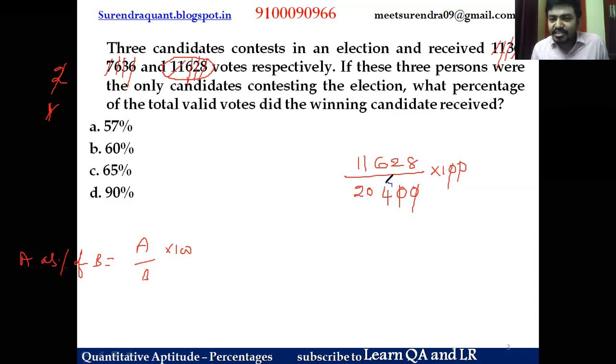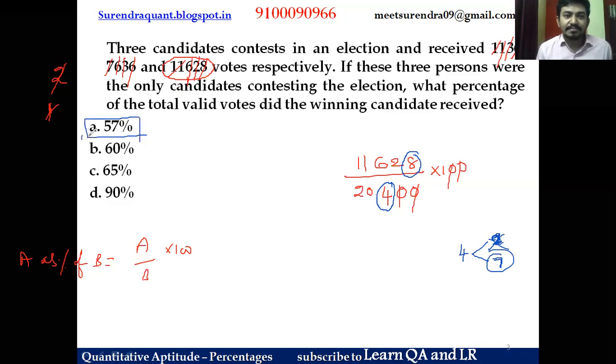So here unit digit is 4 for the denominator and numerator unit digit is 8. Now friends, for 4 table, with what number you need to multiply 4 to get unit digit as 8? Either with 2 or with 7. So 11,628 by 204 will give the unit digit as either 2 or 7. But unfortunately, we don't have any number ending with 2. So only ending with 7 is correct answer. So that is 57% makes sense.